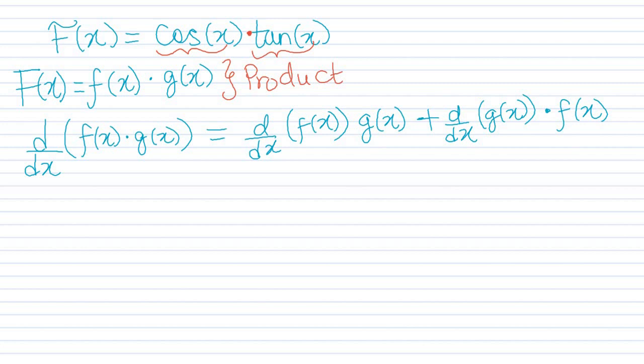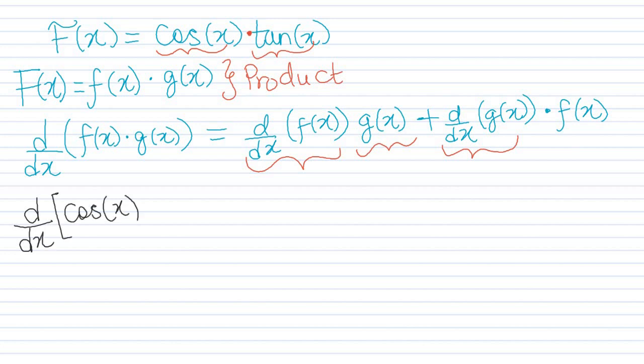So when you have two sub-functions multiplied by each other and you're supposed to derive it, you're going to apply the product rule. When we apply the product rule, we first do the derivative of the first sub-function multiplied by the second sub-function, plus the derivative of the second sub-function multiplied by just the first sub-function by itself. So now that we know that, let's start applying. So we have d over dx of cosine x multiplied by tan x, right?